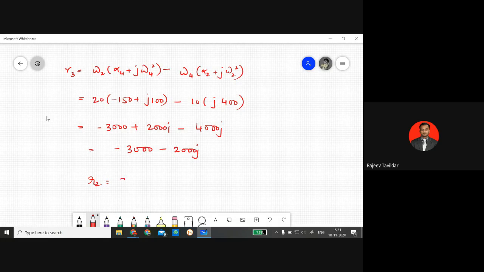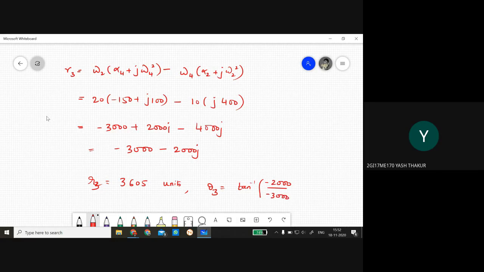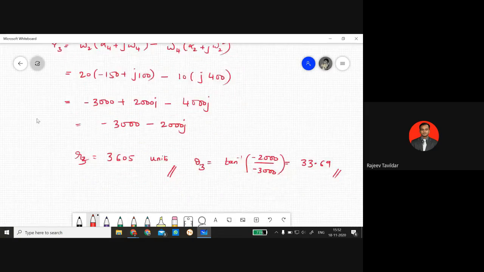So it will be 3605 units. And sorry, this is R3. Theta 3 will again be tan inverse of the imaginary term, minus 2000 minus... 33.69. So plus 33, minus or plus? The plus. It is 33.69. So this is the value of R3 and theta 3.